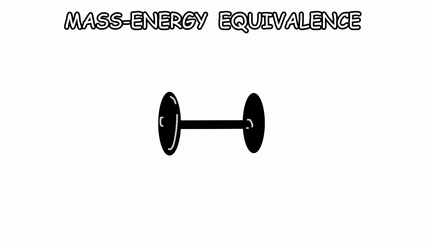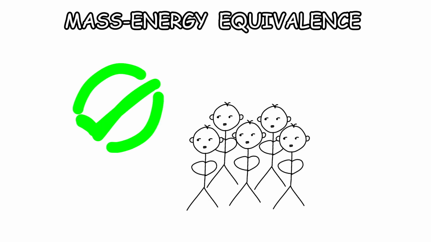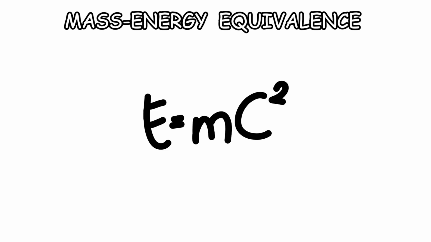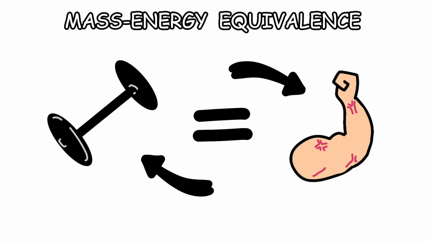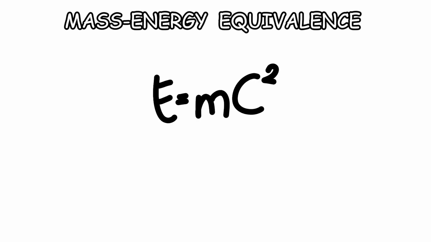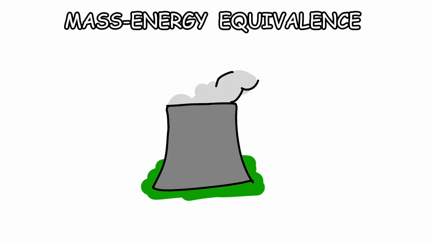Mass-energy equivalence. This equation is considered by many the most important physics equation in history. E equals mc squared demonstrates the equivalence of mass and energy, implying that mass can be converted into energy and vice versa, proving that they are basically different forms of the same thing. E equals mc squared is so powerful because it laid the groundwork for the development of nuclear energy.